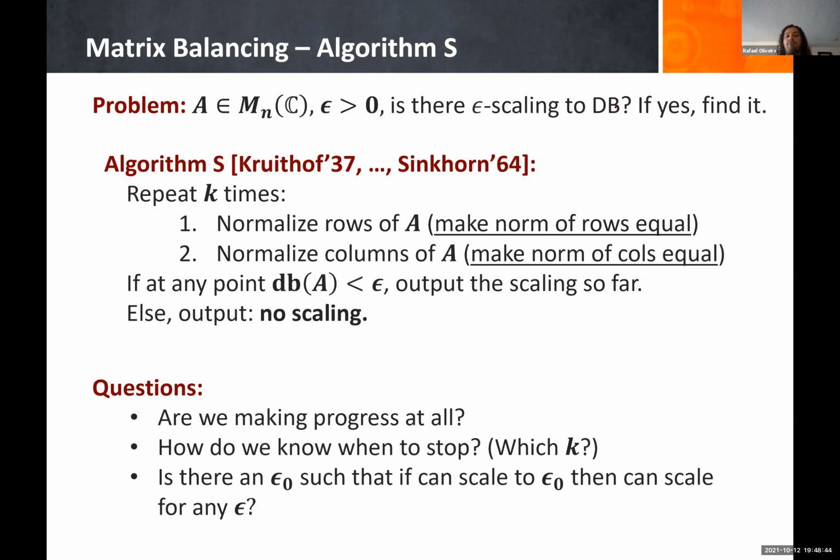Because if you give me an arbitrarily large epsilon, it may be really hard to optimize and get that close to epsilon. But if there's a particular epsilon naught such that, if we can get closer to doubly balanced than epsilon naught, then for any epsilon we know we can scale, then we don't need to scale all the way there. We already know. This third question has some importance, and we'll enter some non-commutative duality later.